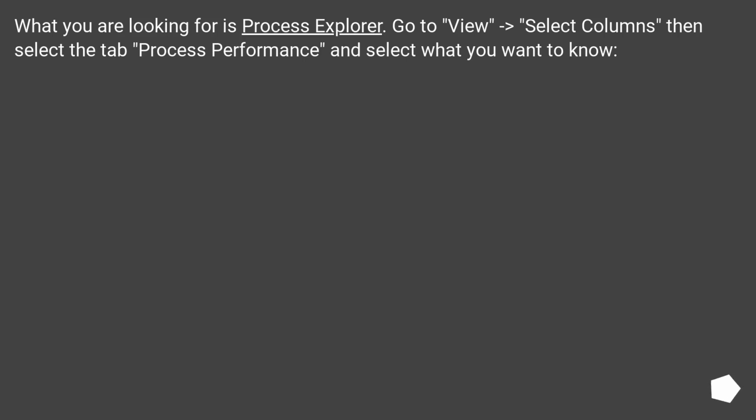What you are looking for is Process Explorer. Go to View, select Columns, then select the tab Process Performance and select what you want to know.